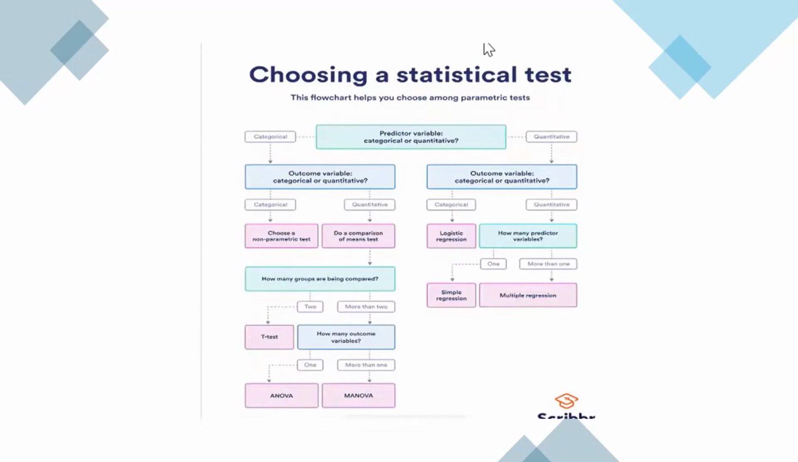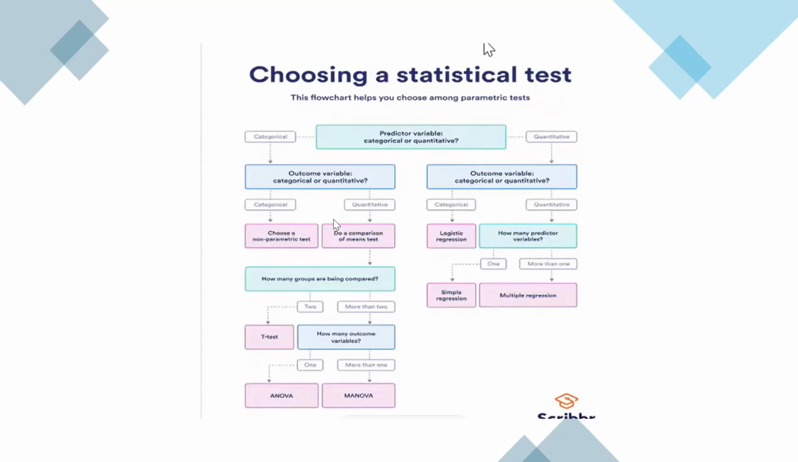If we are seeing anxiety levels, like some people have mild anxiety, moderate anxiety, and that is a categorical variable, and we are determining the association between gender and anxiety level, that would be the chi-square test. Okay, if for example the predictor variable is gender and your outcome variable, the levels of anxiety, is quantitative, we are measuring them from 1 to 3, so you do a comparison of means test.